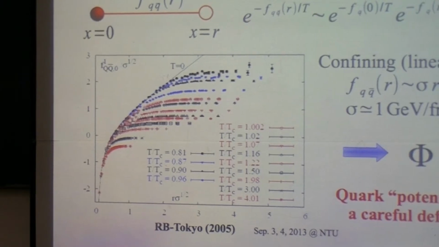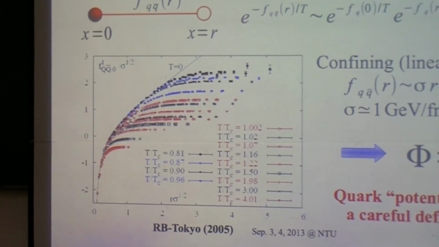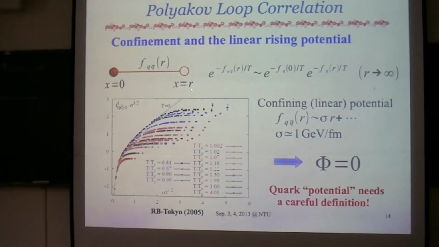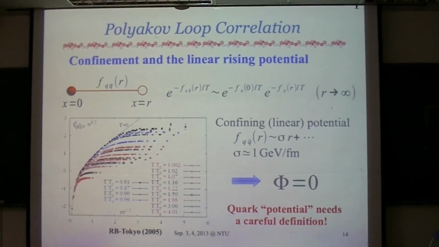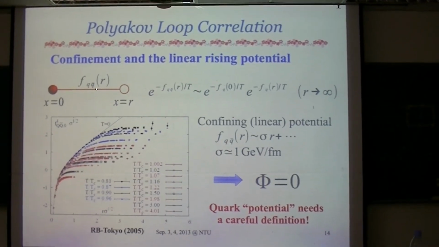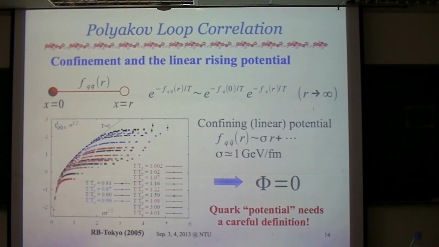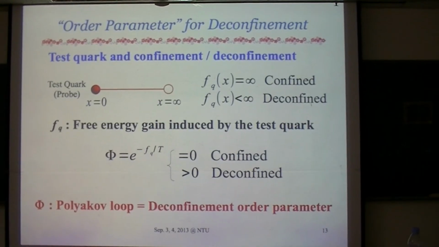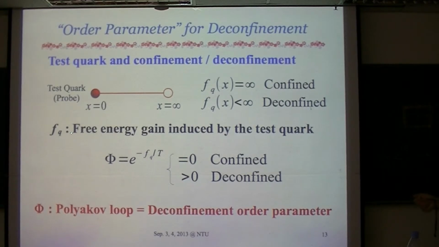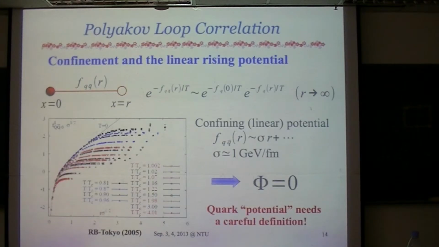So this is precisely the expected behavior for the heavy quark potential. And the point is that if you consider the Polyakov loop correlation, that corresponds to the free energy gain by the presence of a quark and anti-quark. Okay? So in the previous slide, I talked about the free energy associated with the presence of a single quark. Not the correlation function, okay? But a single quark here, this point. But here I'm talking about the correlation function. That means the free energy difference associated with the presence of a quark and anti-quark.